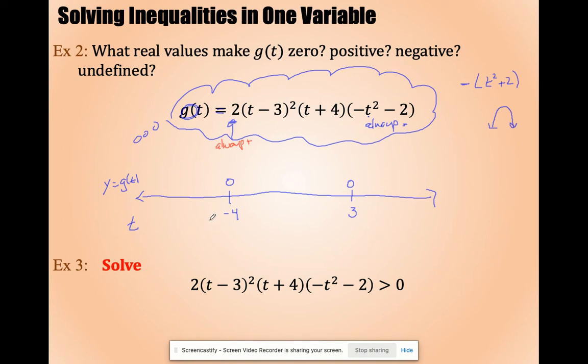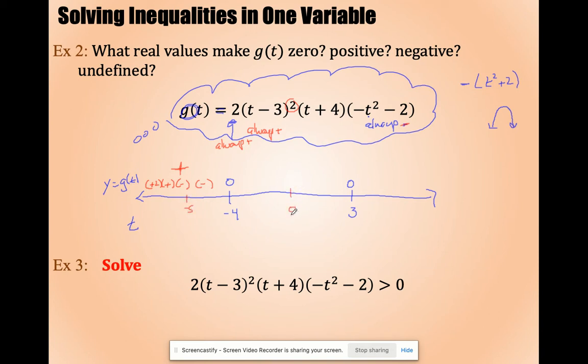So pick a number, step 2. Pick a number below -4, like -5. So you have a +2. -5. Oh, wait a second. This is squared. Isn't this always going to be positive as well? Put -5 in here. -5 plus 4 is negative. And we always said this is always what? Negative. So what is a +2 times a positive times a negative times a negative? A positive, right?